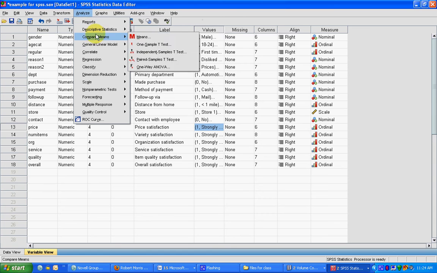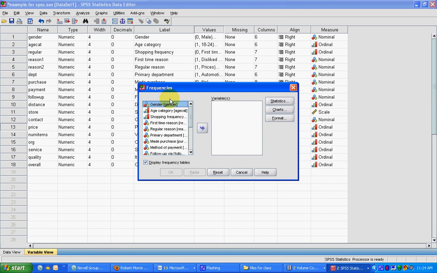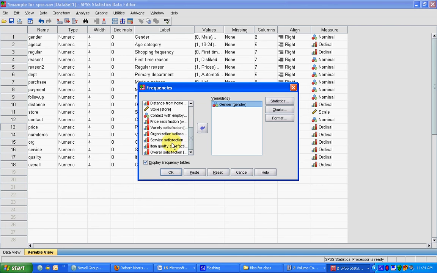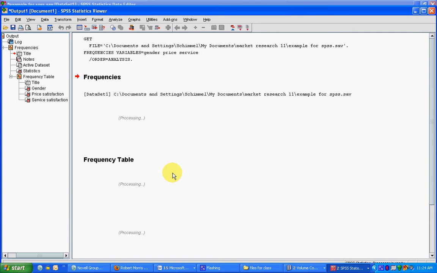So analyze, we're going to do some analysis. We're going to go to descriptive statistics again. Pretty simple. Analyze, descriptives, it's intuitive. And then since we want to know how many, we're going to look at frequencies. So I add gender, and then I'll just come down and click on price and service satisfaction and hit OK.